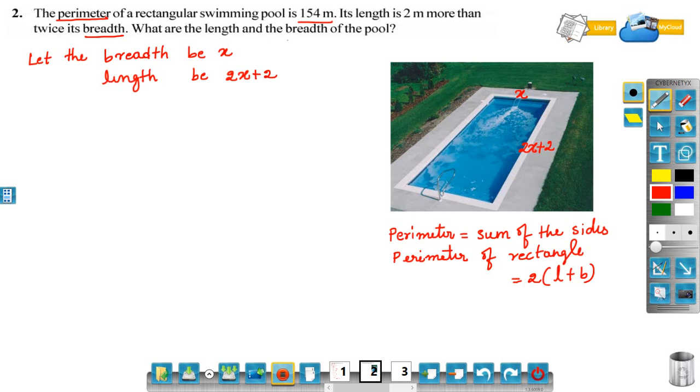Now what are the length and breadth of the pool? The perimeter is 154. We know the formula for perimeter. Perimeter is 2 times (L plus B) is equal to 154. Now 2 into, what is L? What is the length? Length is 2x plus 2, plus, what is breadth? x, is equal to 154. See here.